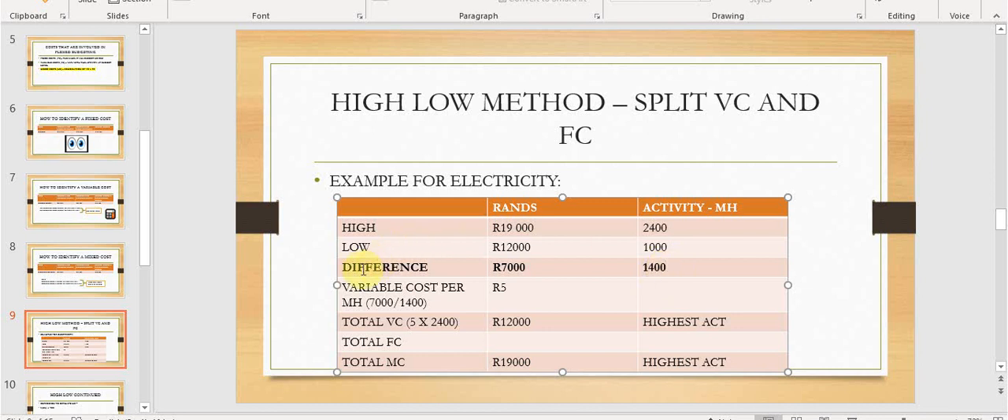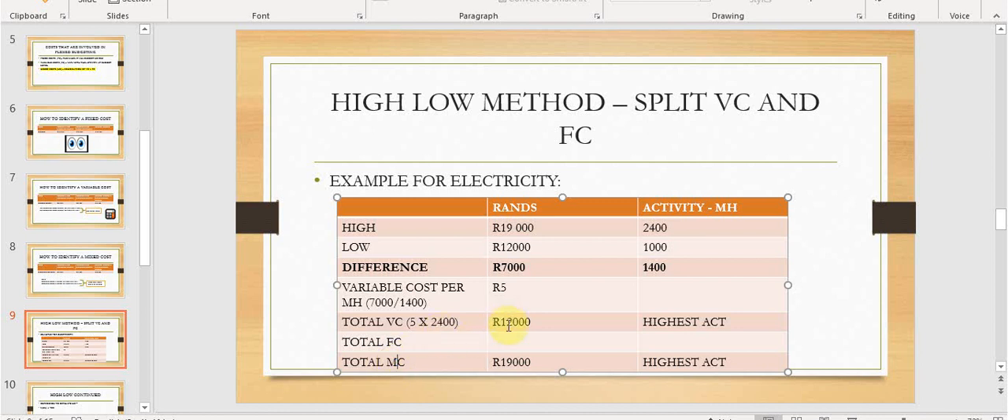And please take note how in each instance I use the difference to calculate the variable cost. And that gives me 5 rand. So the variable cost per machine hour is 5 rand. But then I also need to know the total variable cost in order to be able to calculate the total fixed cost. Because total variable cost plus total fixed cost will give us total mixed cost.